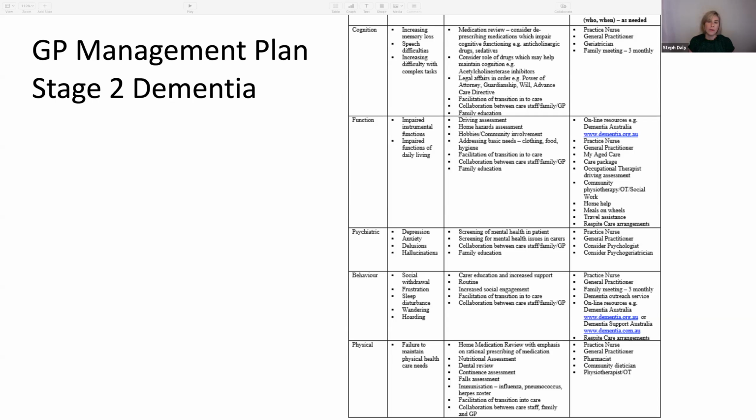Again, making sure that when we're asking questions, we're thinking about the psychiatric conditions, hallucinations. If you don't ask about them, you won't know. And perhaps doing the geriatric depression score again to see whether there is any evidence of depression. Some of the stuff later on is repeated from the previous stage 1 GP management plan. And it's just about recognising that there are increasing care needs in stage 2.